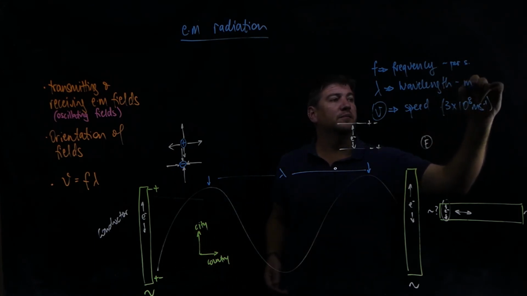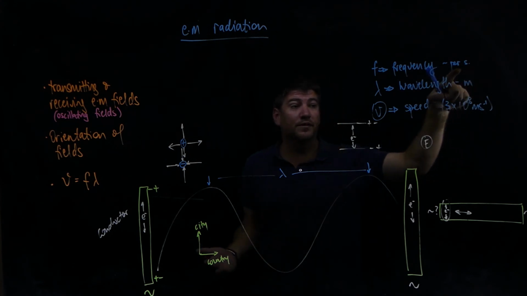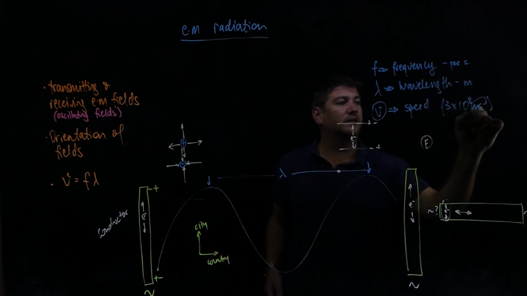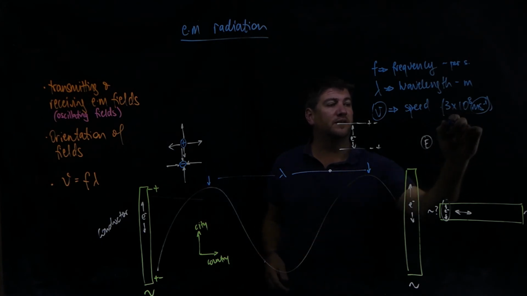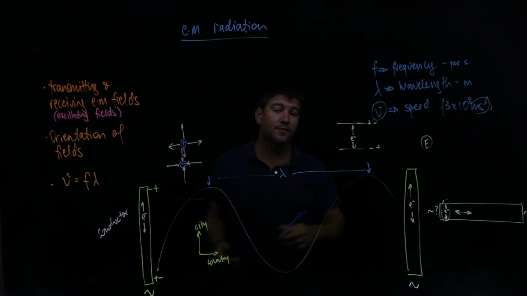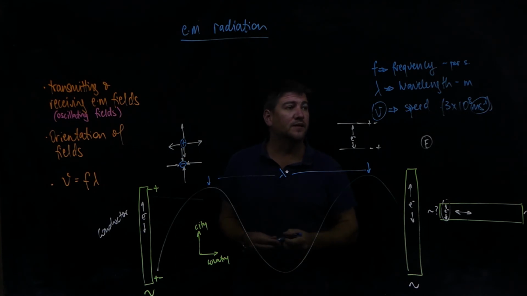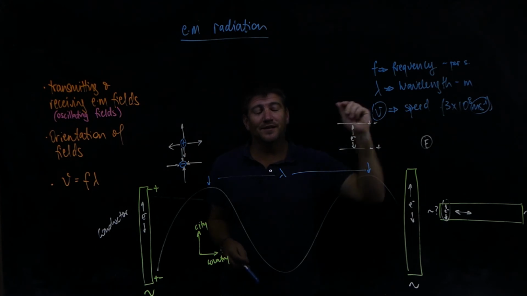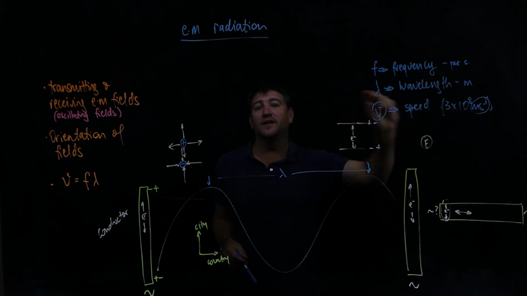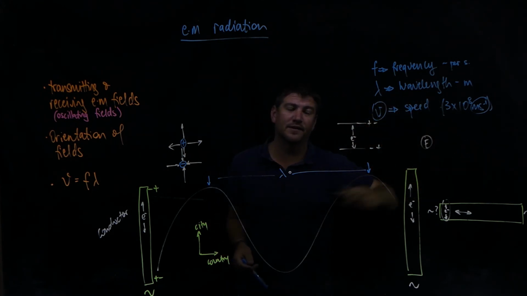So wavelength is measured in meters, frequency is measured in per seconds. You put them together and you get, guess what, meters per second. For light, the speed is 3 by 10 to the 8 meters per second. So this is considered the universal constant. This is as fast as anything can travel. Light just happens to travel at that speed.